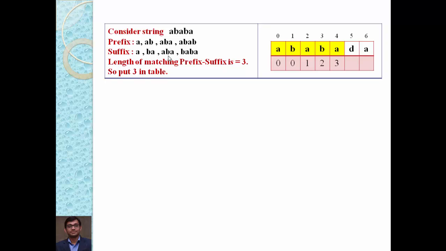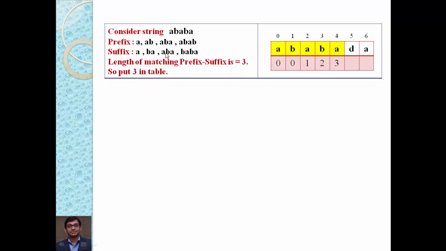Now we need to identify the suffixes of this string. Suffix means after. So after the first A character we have the string BABA. As per the suffix rule, we need to write all the suffixes. We start from the last character, and this last character is our suffix. Then the pair BA is a suffix, then ABA is a suffix, and BABA is also a suffix. Now out of all these prefixes and suffixes, we need to identify the common one. So A is common in prefix and suffix. Here AB and BA, this is not common.